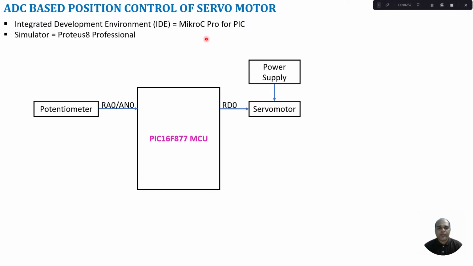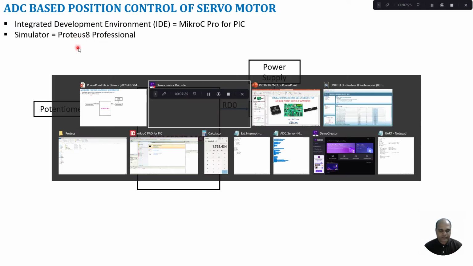For this program, I am going to use MikroC PRO for PIC as the IDE, where we will build our embedded C program and convert it into a hexadecimal file. Our hardware will be realized in Proteus 8 Professional, and the converted hexadecimal file from the IDE will be imported into the Proteus 8 environment. Then we check the logic. First, let us build the circuit using Proteus 8 Professional.